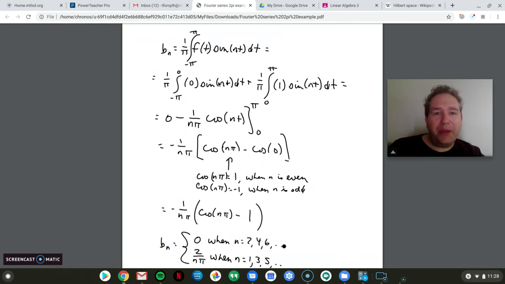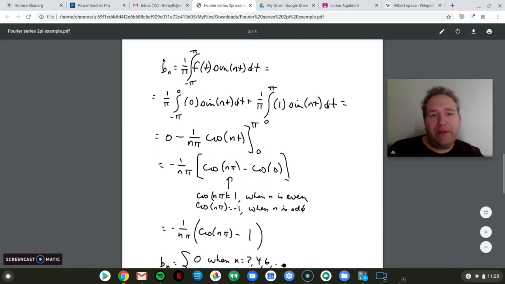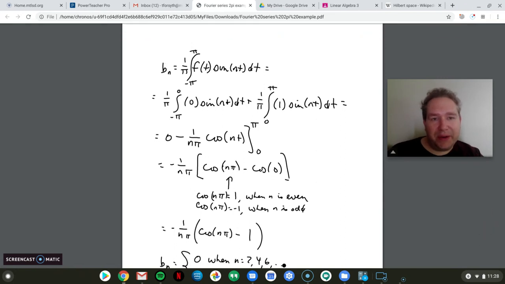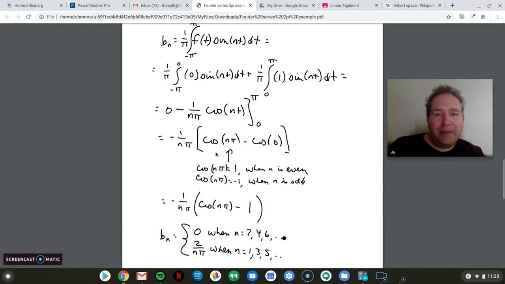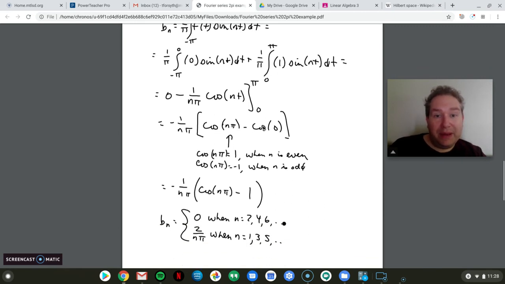So when you go through and look at the formula for the sine terms here, you're taking both pieces: the integral from negative pi to 0 of 0 times sine nt, and then 0 to pi of 1 times sine nt, because it's a piecewise function. And of course, this zeroes out. But then when you integrate here, it does not zero out. These are always integers, remember, the values in there.